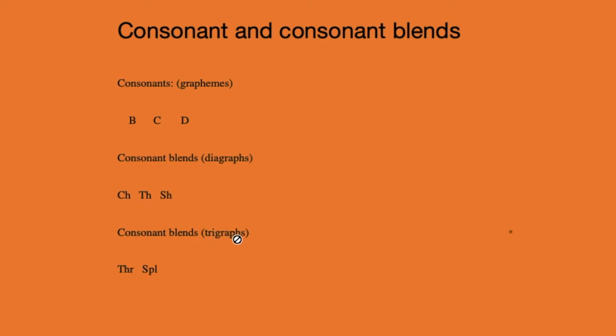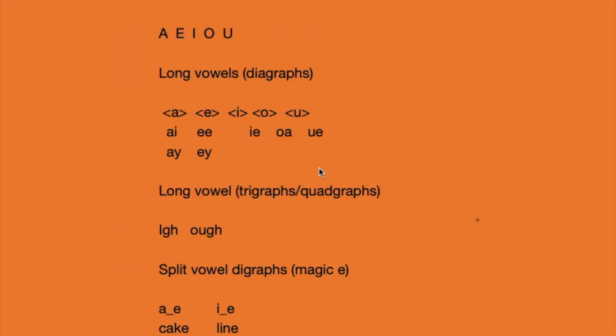And finally, sometimes we have three letters that go together to make up a sound. Here we have t, h, r, and together that would make thr sound, or s, p, l, and together we have spl. As a trigraph there, a combination of three letters together.